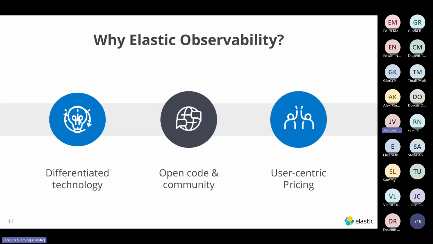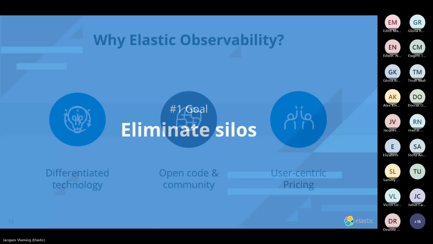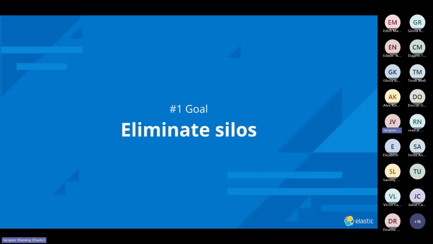And then just some differentiators. We're a differentiated technology by nature. We come from the open source world. And because of that, being open code and open community, we have had to write all these data connectors and integrations for us to get to that data. And then we're very user-centric in terms of pricing, so you only really pay for what you need. And our number one goal is, of course, to eliminate silos.